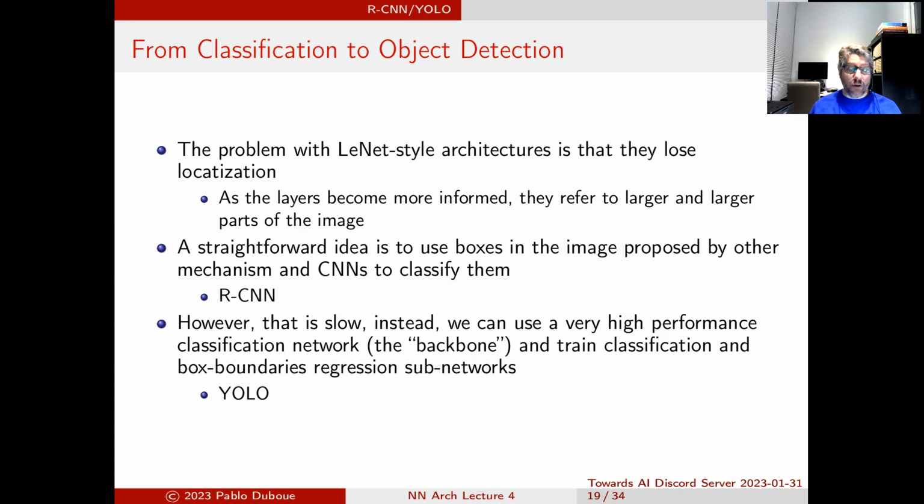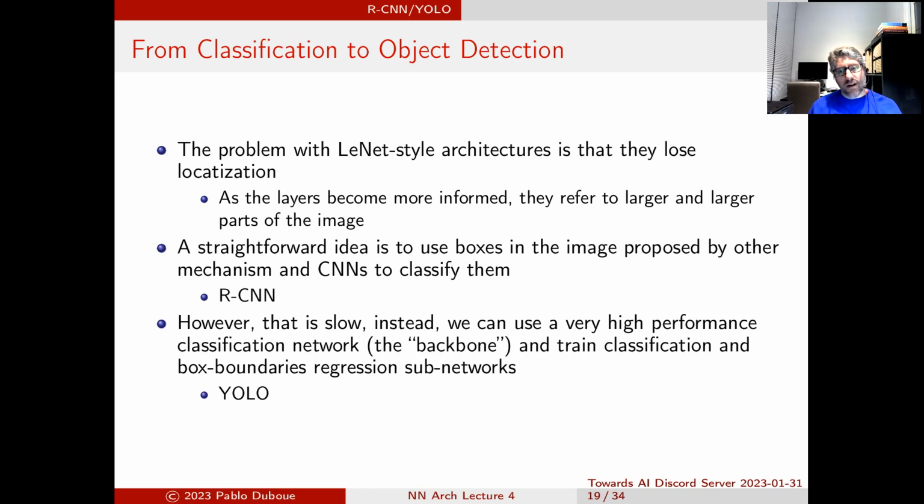So a very straightforward idea is to say I'm going to use boxes through some box generation system that might not even need to be a deep learning system at all. And I'm going to then use CNNs to classify the boxes. That's the intuition behind two-stage systems, of which we are going to see R-CNNs today. The problem with the R-CNN approach is that in general it's slow. You have these two processes and you have to run the CNNs multiple times.